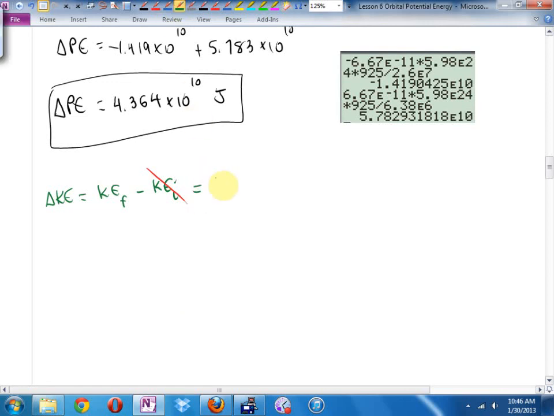So I think we're going to end up with this: a half mv squared. I was going to write v final squared, but really I think what we're talking about is v orbit squared. Do I know the mass of the satellite? Yeah, because that's little m. It's 925, not the mass of the Earth. Do I know the orbital speed?